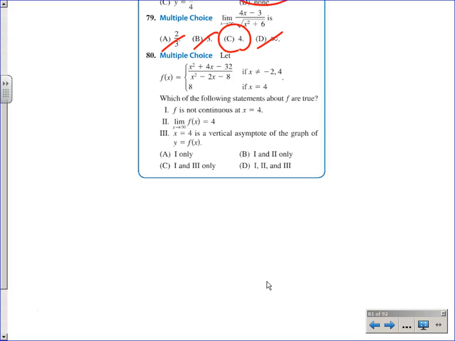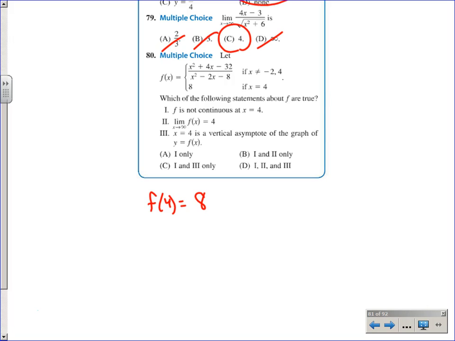Continuity, what has to be true? Let's start there. Definition of continuous. A function is continuous if the following conditions are met. Number 1, f of who? So does f of 4 exist? Well, what is f of 4? Good. Okay, condition number 2.